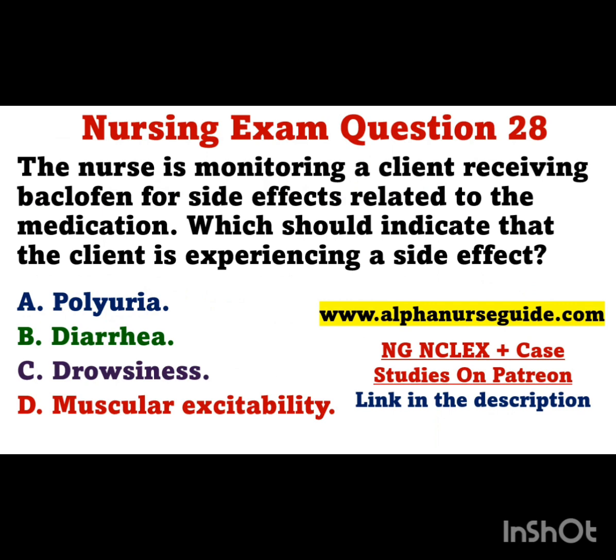The nurse is monitoring a client receiving baclofen for side effects related to the medication. Which finding should indicate that the client is experiencing a side effect? A. Polyuria. B. Diarrhea. C. Drowsiness. D. Muscular excitability.